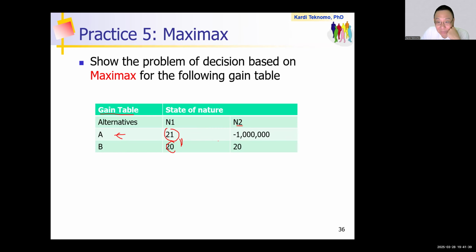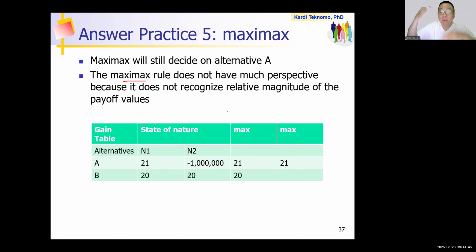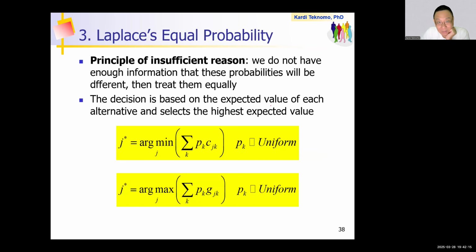This is counterintuitive, right? So why? Because the max rule does not recognize the relative magnitude of the payoff. So that's why you still choose A in here. So don't use maximax, minimax, and maximin. The first two criteria are not good. So what is good then? Use this one. Yeah, you can use this one.